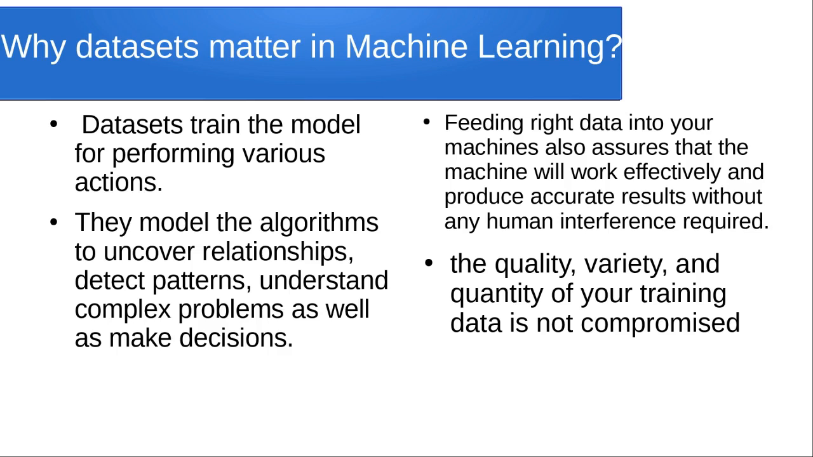Apart from using datasets, it is equally important to make sure that you are using the right dataset, which is in a useful format and comprises all the meaningful features and variations. Feeding the right data into your machines also assures that the machine will work effectively and produce accurate results without any human interference required. So keep in mind that the quality, variety, and quantity of your training data must not be compromised, as all these factors help determine the success of your machine learning models.